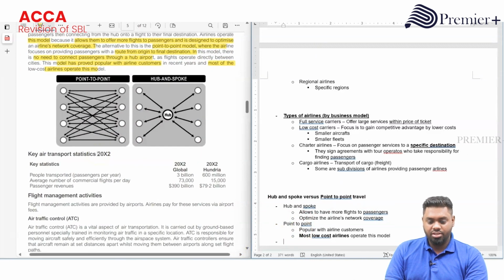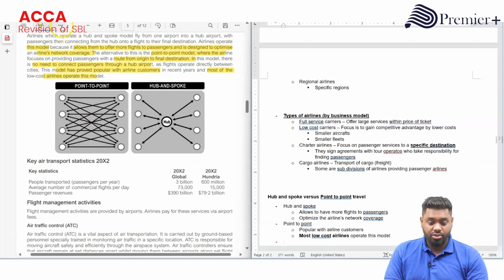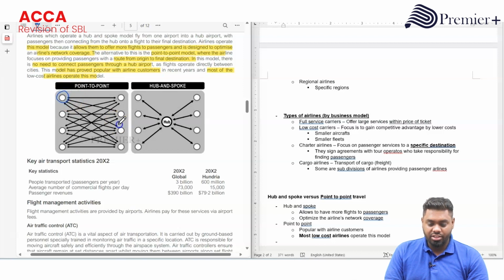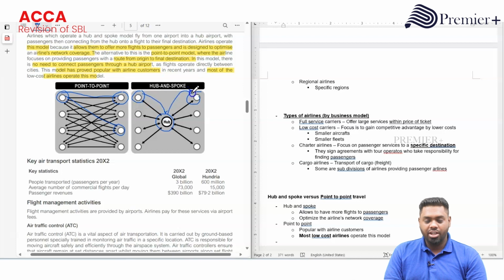So as shown in the image below, for further visual understanding, point to point is where from any destination to any destination we have a direct flight. Where with hub and spoke, from one destination to another, we might have to take an intermediary flight from country A to country B, and from country B to country C. So A to C cannot be traveled directly through one single flight.